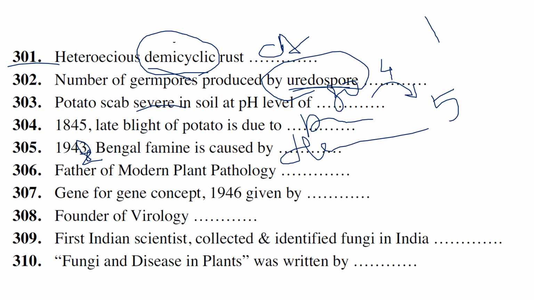the Bengal famine is caused by Helminthosporium oryzae. The next one is father of modern plant pathology. Anton de Bary is generally considered the father of modern plant pathology, father of experimental plant pathology. All those things are related to Anton de Bary only, because he made some of the greatest contributions to the timeline of plant pathology and the development of what we are doing now. He also discovered the life cycle of late blight of potato and concluded that it is a fungal pathogen, and he gave the name Phytophthora infestans. In Phytophthora, phyto means plant, thora means destroyer.